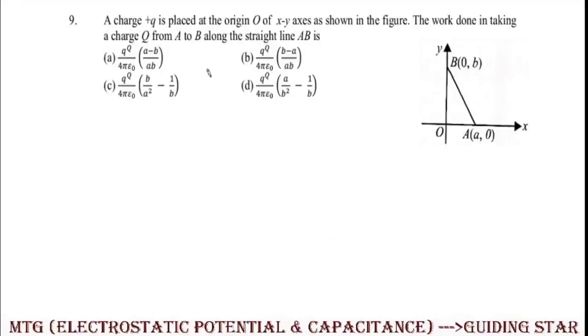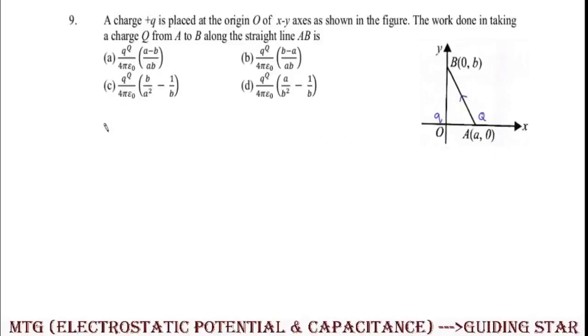Moving to question number 9, a charge Q is placed at the origin O, as shown in the figure. The work done in taking a charge capital Q, which is initially present at A, to B along the straight line AB. So the work done is in moving a charge Q from A to B.